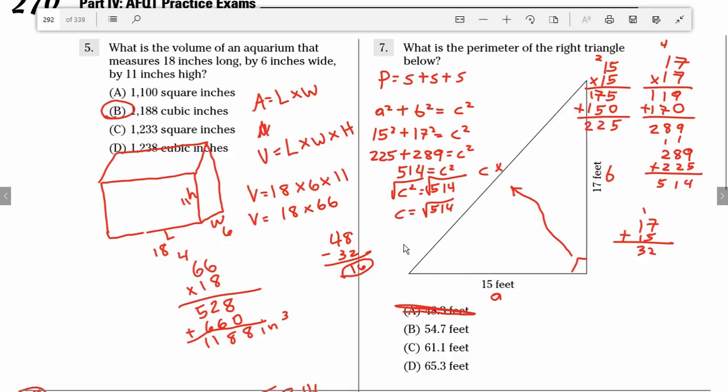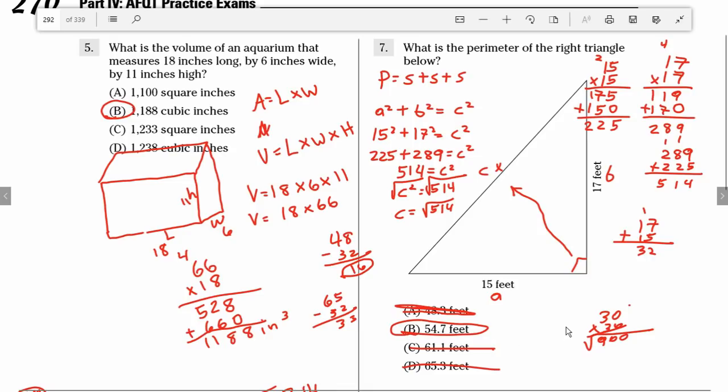So let's do 65 minus 32. 5 minus 2 is 3. 6 minus 3 is going to be 3. Okay, let's take a look at 30 squared. 30 squared is actually 900. We know that this squared is 514. So we know that this is too big and this is too big. By process of elimination and some common sense, we know that this is going to be the answer.